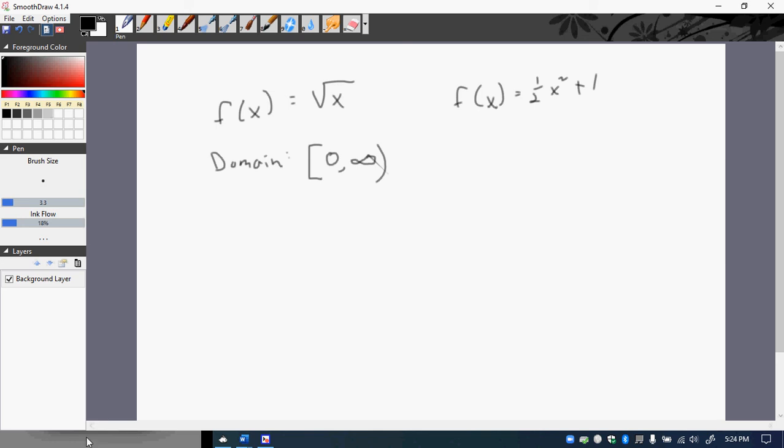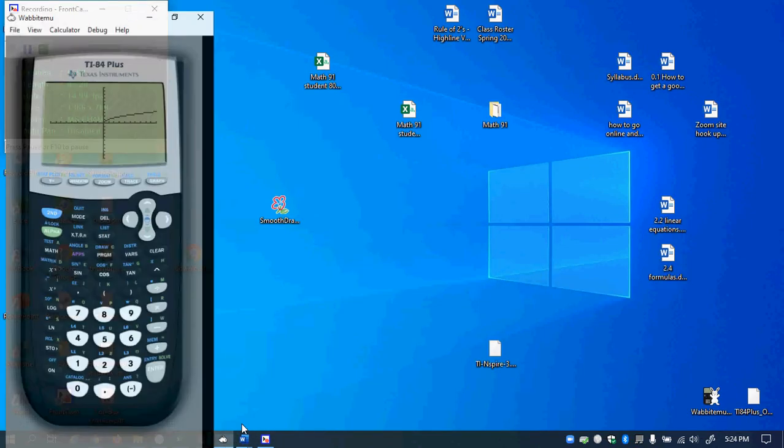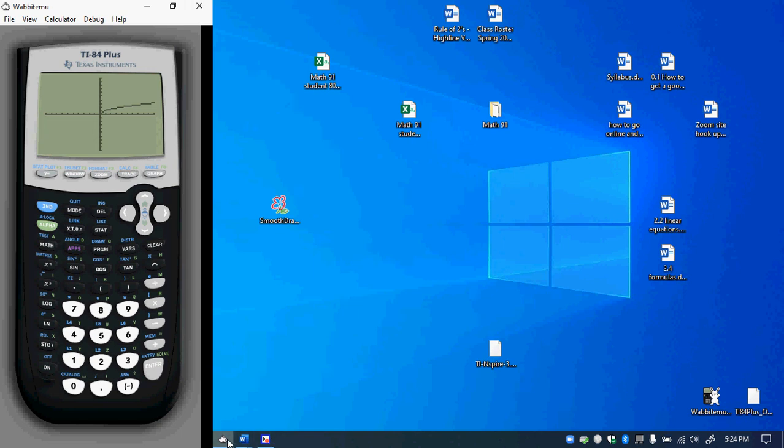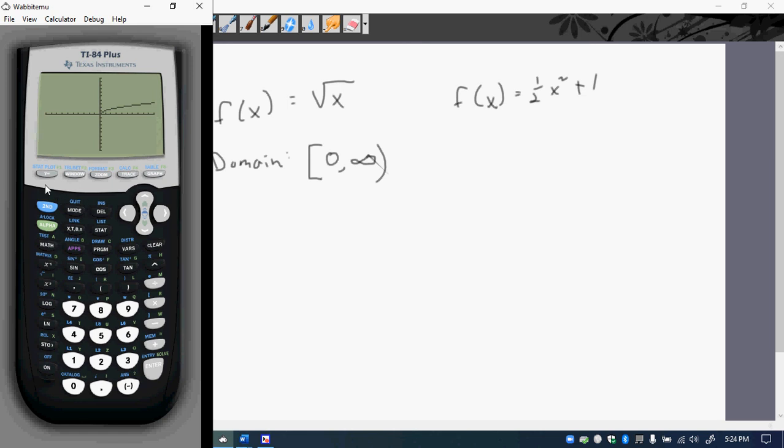So we go down to the calculator. Okay, we type in the equation. Okay, so I'm going to clear this one out. It's 1 divided by 2. Okay, and then we have x to the power of 2, which is squared, right? And then we're going to add 1. Okay, and now we'll graph it. So here is what it looks like.